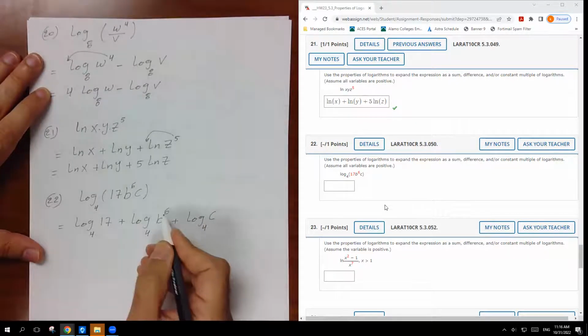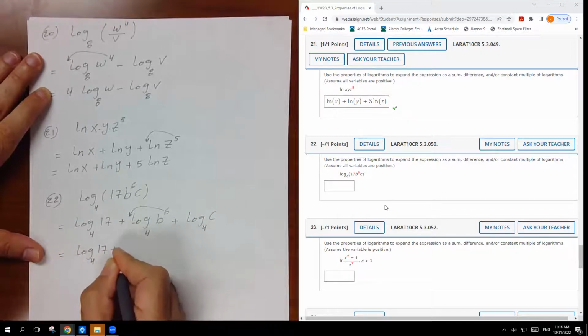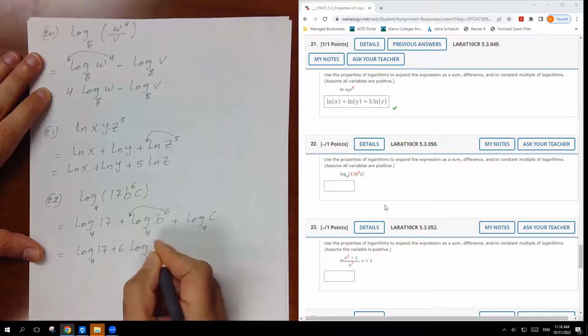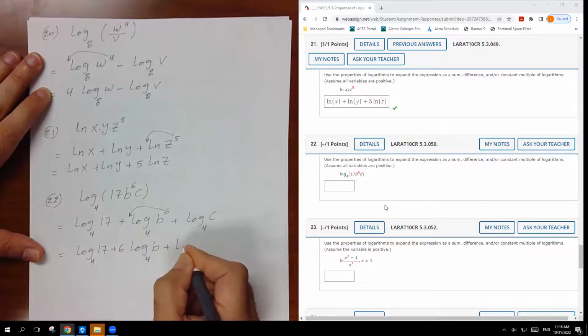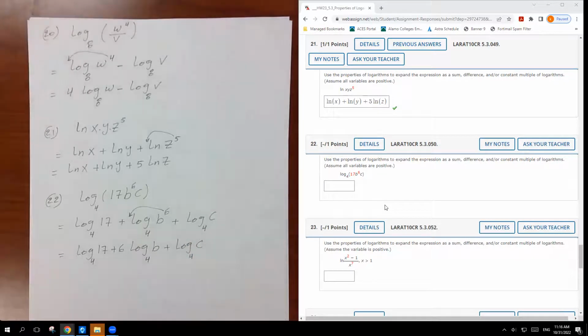And then I have a power here. So move the power to the front. So it's going to be log to the base 4 of 17 plus 6 log to the base 4 of b plus log to the base 4 of c. So that's it for this example.